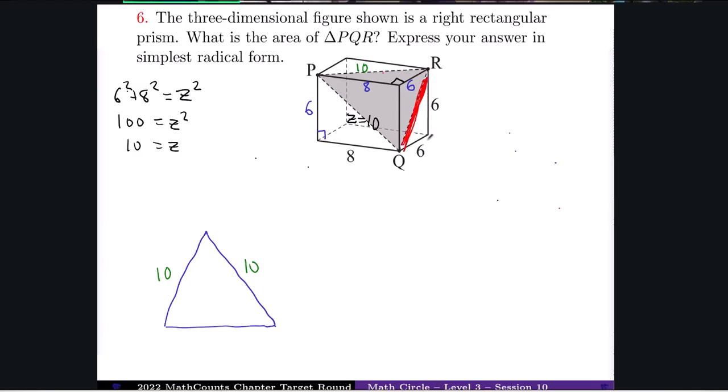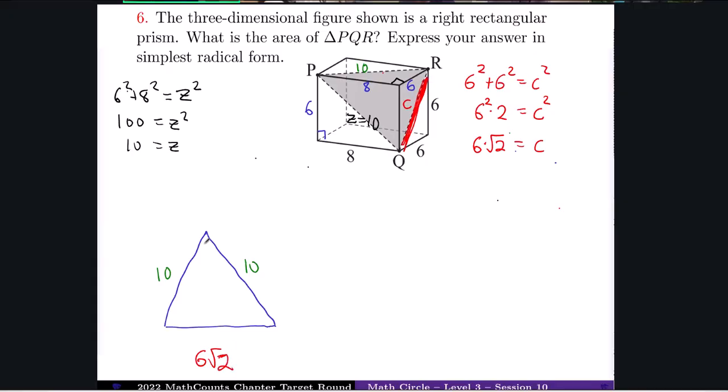I mean, if these side lengths are the same, you have 6 squared plus 6 squared, if this is c or something like this, is equal to c squared. You'd find that c squared is going to be equal to 6 squared times 2. So your c is going to be the same thing as 6 root 2. Okay, so this bottom length here is 6 root 2.